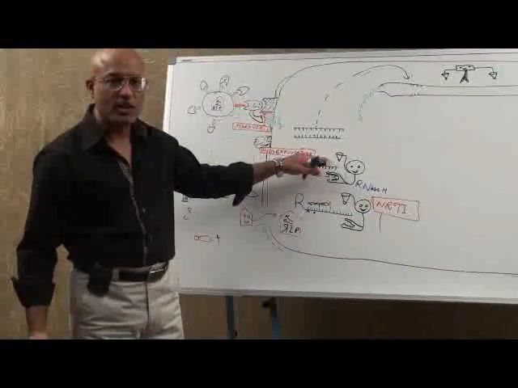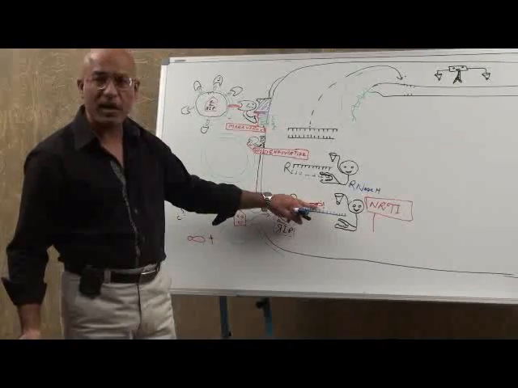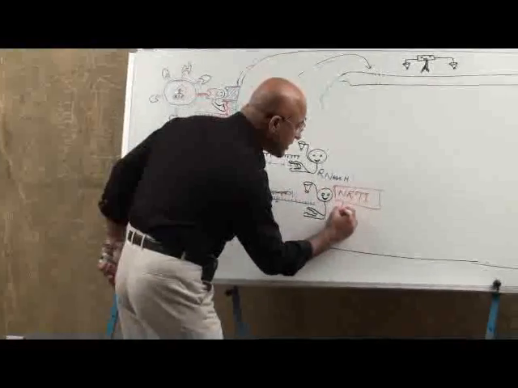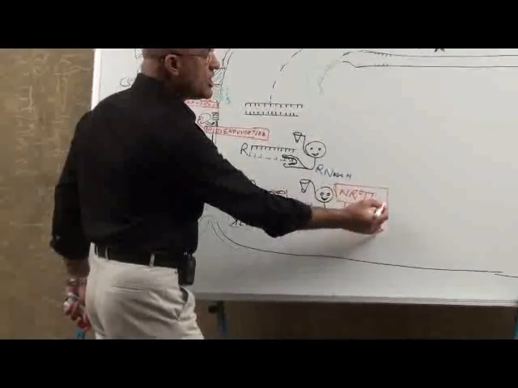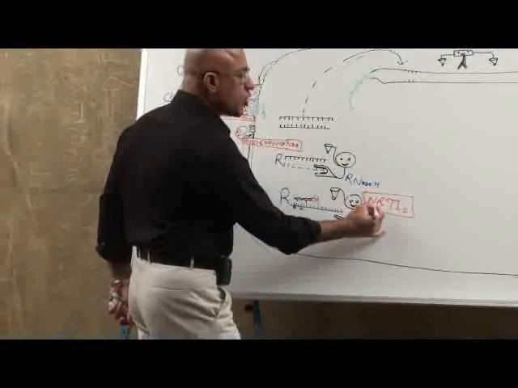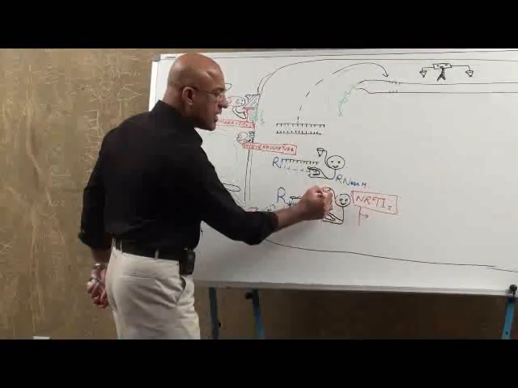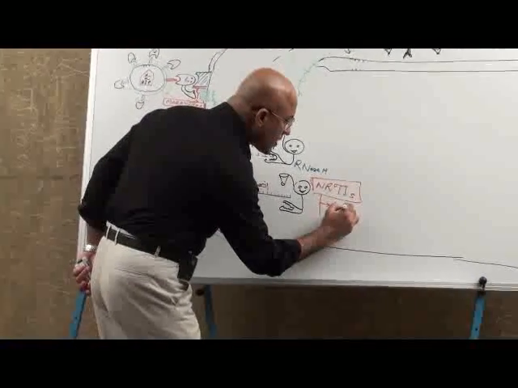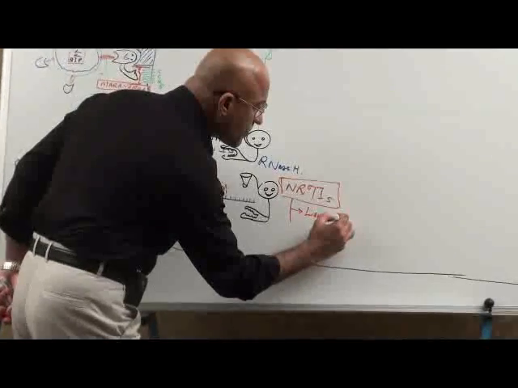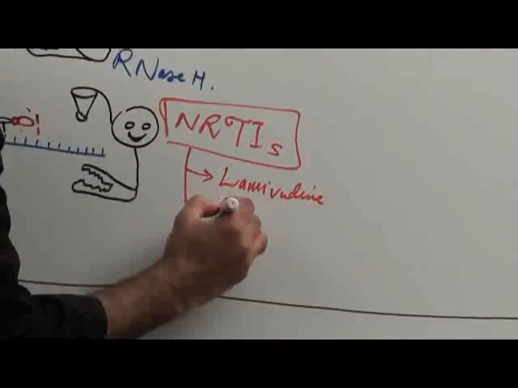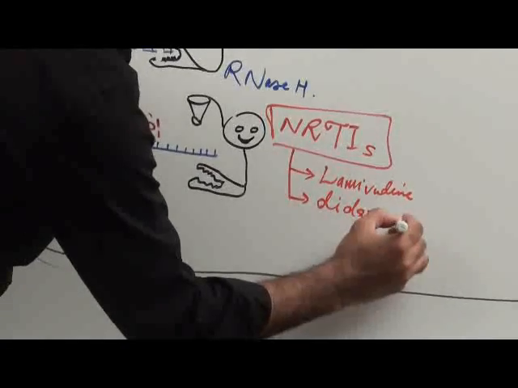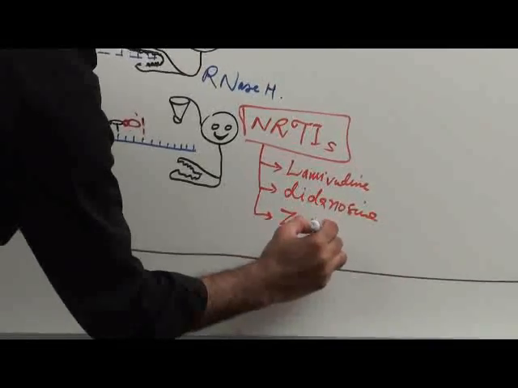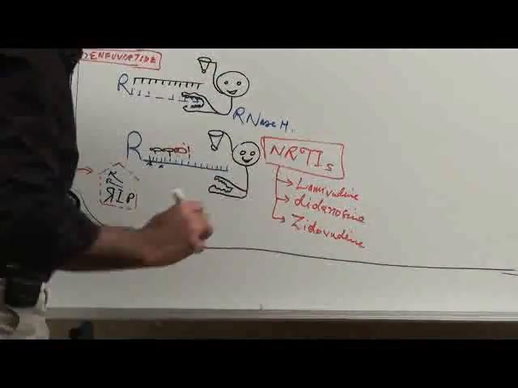They inhibit the action because once it puts a fraudulent molecule here, it cannot work further, right? So it's out of work. So we say these molecules are NRTIs, nucleoside, nucleotide, reverse transcriptase inhibitors. So let me write the names here: lamivudine, didanosine, zidovudine, and there are many others also, right?